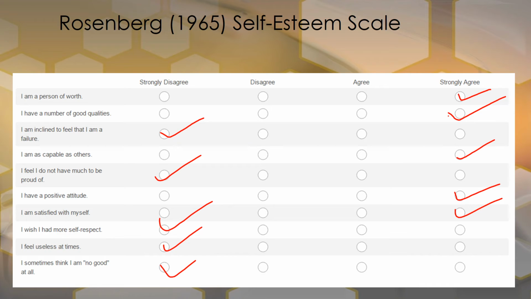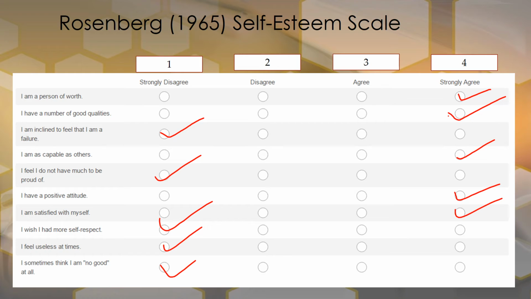So to score someone's self-esteem, we're going to have to give them numbers. So we're going to give strongly disagree a 1. And these are going to be consecutive whole numbers. And then disagree 2, agree 3, and strongly agree 4. So the higher the number, the more self-esteem that they have. And so that works for number 1. So I'm a person of worth. We're going to give that person a 4 because they really agreed with it. And I have a number of good qualities.